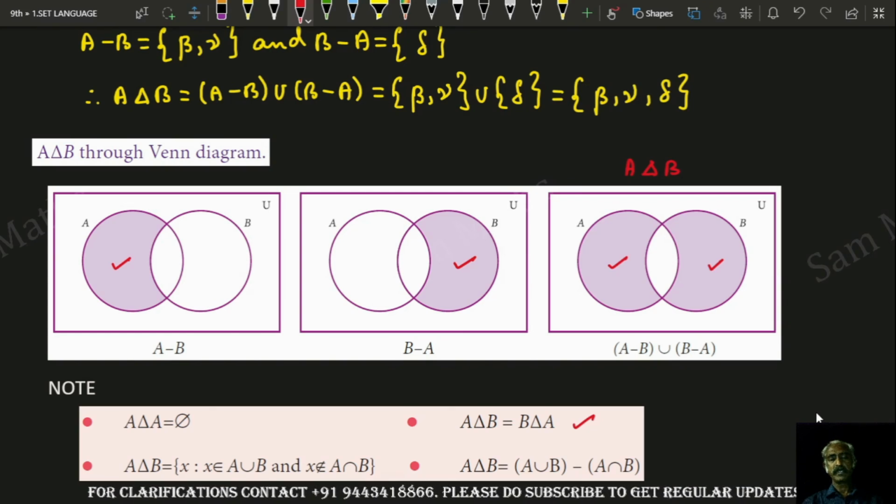Already we discussed union is commutative, intersection is commutative. Now, along with that, you can add A symmetric B is equal to B symmetric A. Therefore, symmetric difference is also commutative. Then the third note, A symmetric B is equal to set X such that X belongs to A union B and X does not belong to A intersection B. The same thing they given in another way. In the fourth note, A symmetric B is equal to A union B minus A intersection B. All these notes you have to make it thorough.